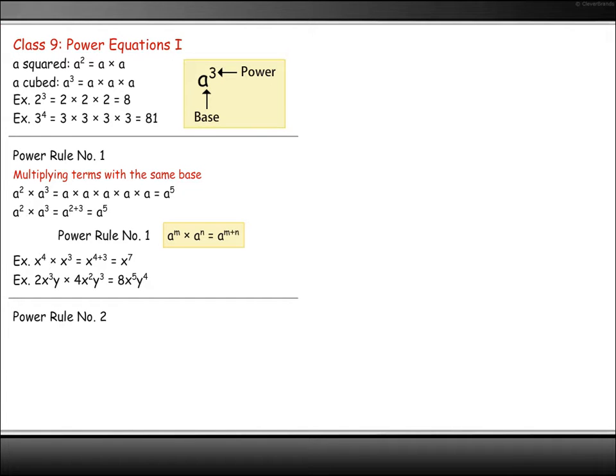Power rule number 2. Dividing numbers with the same base. Simplify x to the power of 5 divided by x squared. X to the power of 5 is x multiplied by itself 5 times. X squared is x by x. Do some cancelling, leaving you with x by x by x, which is x cubed.